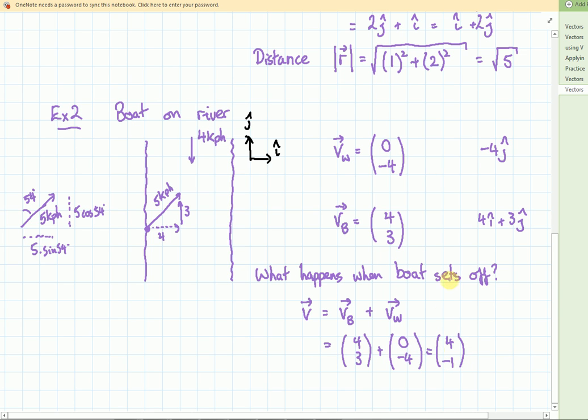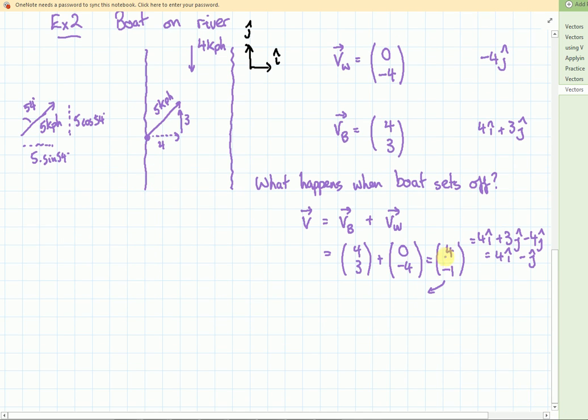And if you interpret that, this is 4i plus 3j minus 4j, which equals 4i minus j. I'll try and do these in different colours. So the 4, minus 1, we interpret this solution. It means the boat will move downriver.